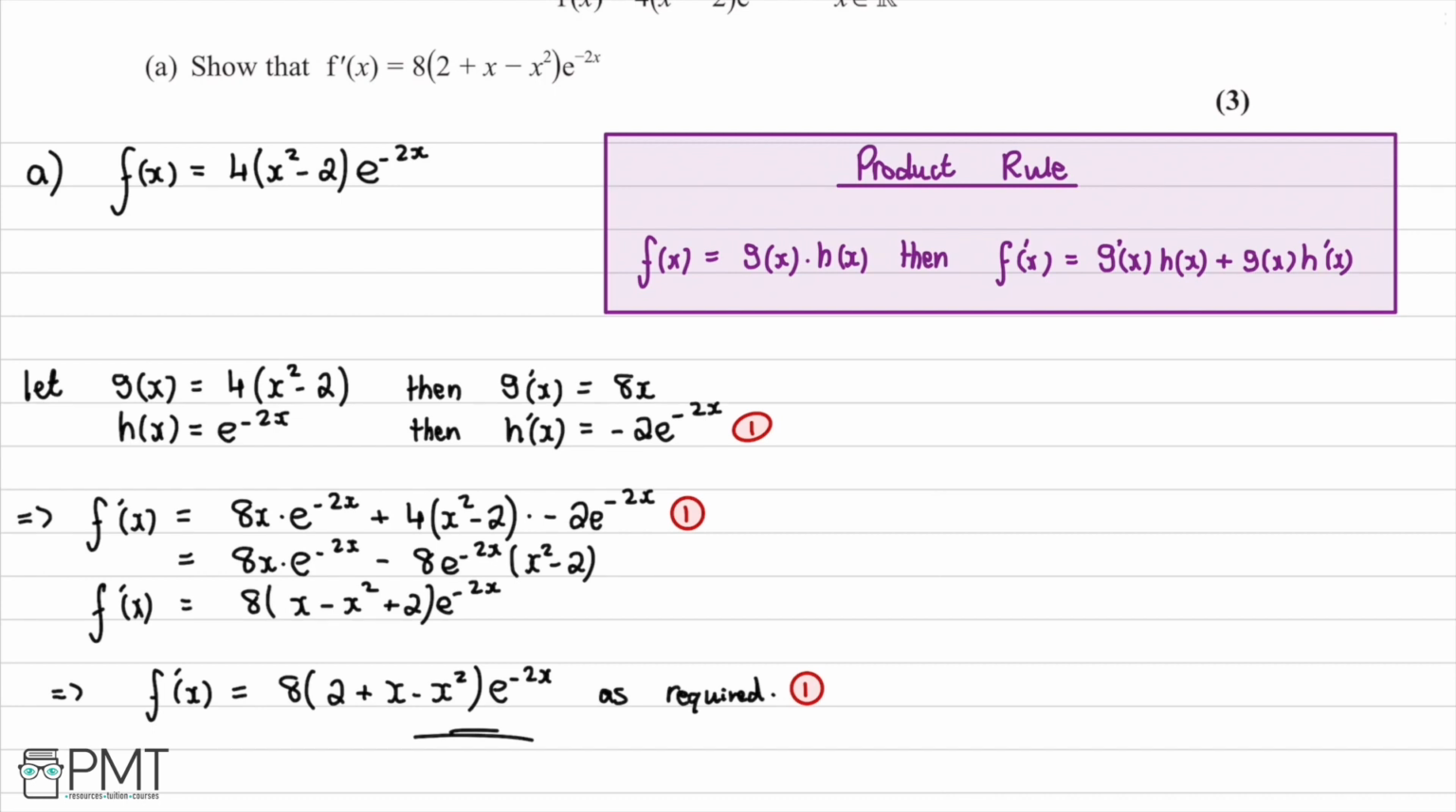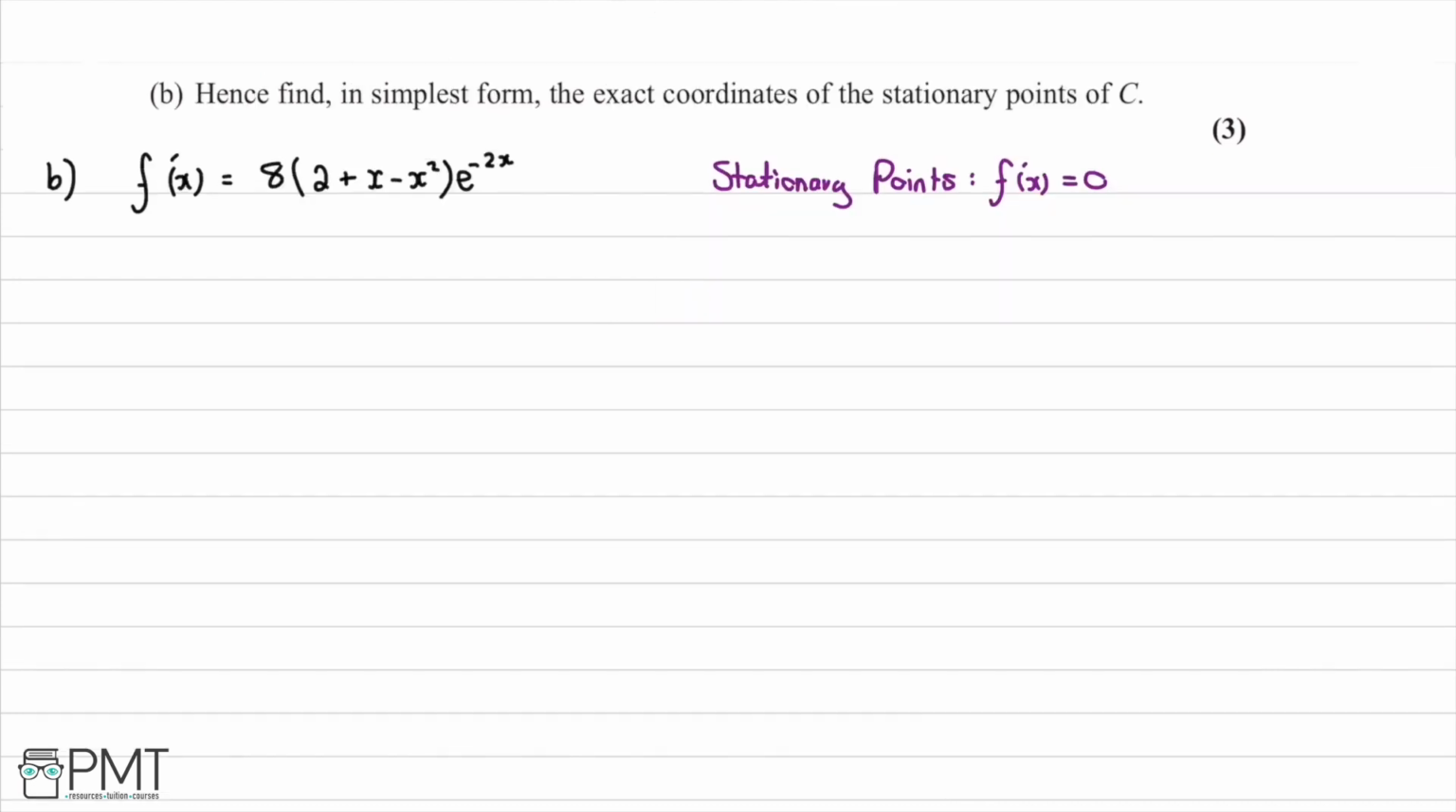So here in part B of the question, we're asked to find, in the simplest form, the exact coordinates of the stationary point of the curve C. The first thing that springs to mind when we hear stationary point is that we want to set the derivative equal to 0 and then solve for x, and these will be the values of our stationary point.